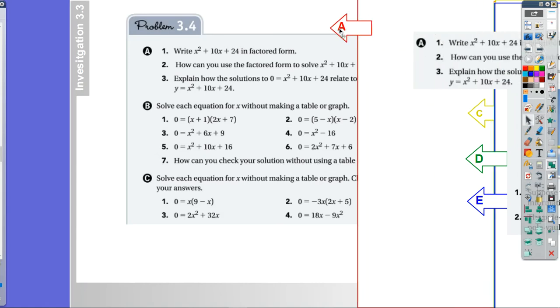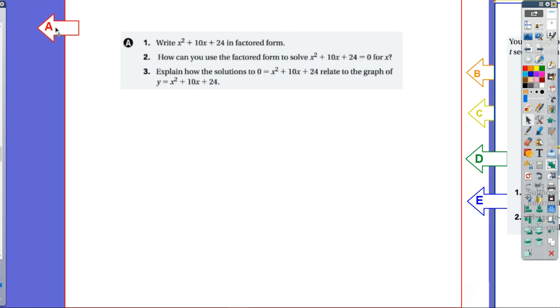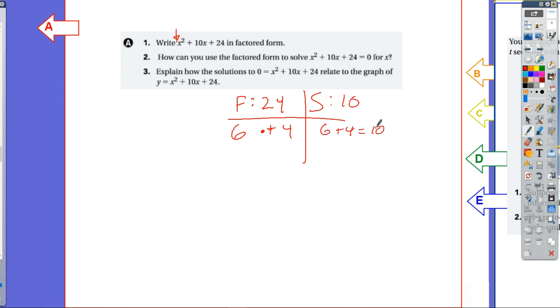Here we go. For question A, we need to write that in factored form. So we are looking for factors. Well, first thing, is there a greatest common monomial? No. Is this the difference of squares? No, it's trinomial. Is it a square binomial? No. 24 is not a perfect square. Therefore, we have to look for a binomial pair of factors. The a value is 1, so all we need is a factor sum table. So we have factors of 24, and we're looking for a sum of 10. And I know off the top of my head that 6 times 4 is 24. 6 plus 4 is equal to 10. So I have a winner.